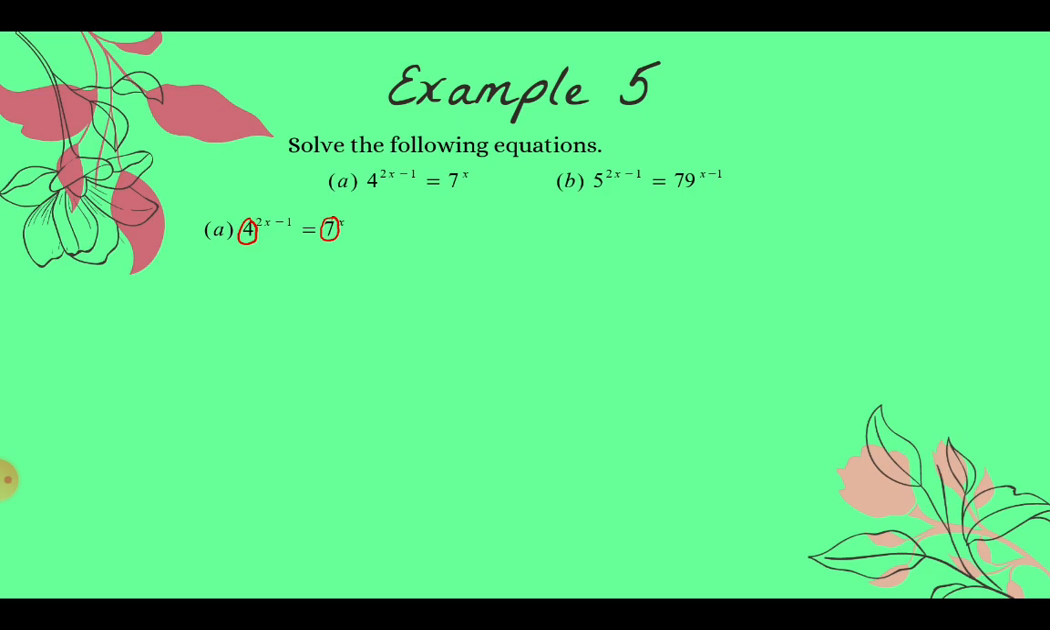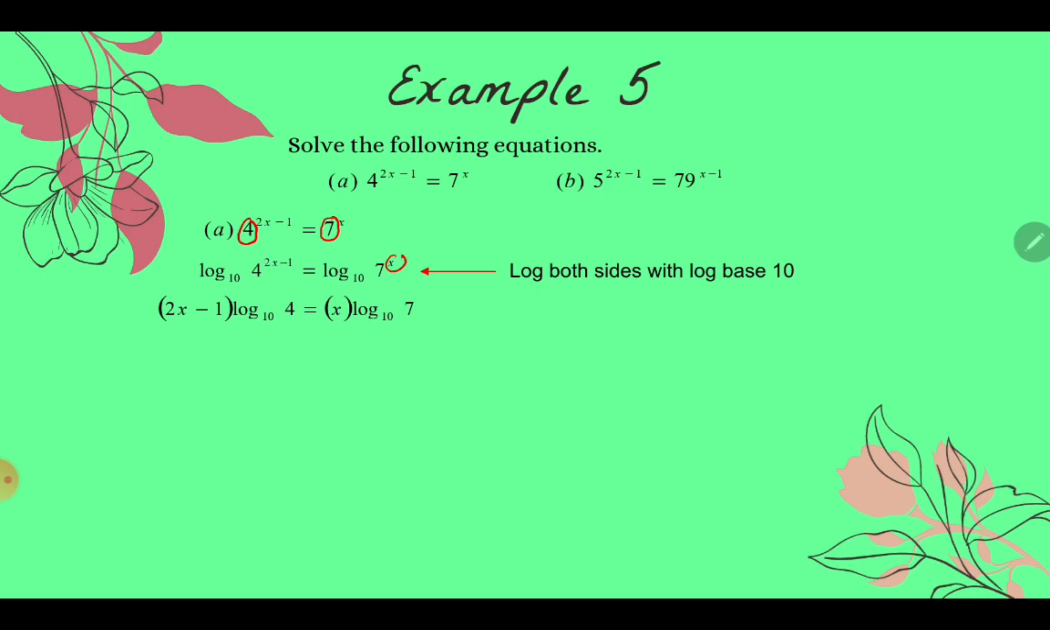We need to use log when the bases cannot be the same, if the question is in index form. So the next step, we add log at both sides, log base 10. So we log both sides with log base 10. So we will have log 4 to the power of 2x minus 1 base 10 equals log 7 to the power of x base 10. Again, we can see this is the power law, so we apply the power law.